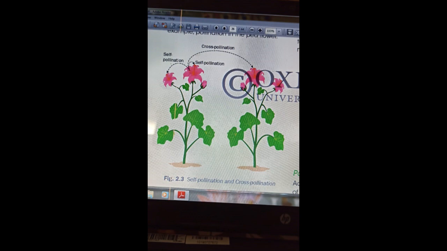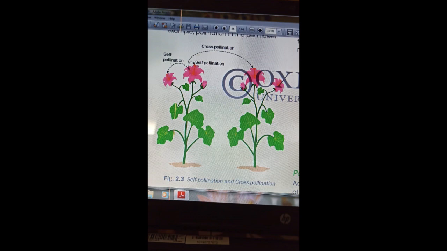So what is self-pollination? Self-pollination is the transfer of pollen grains from the anther to the stigma of the same flower or of a flower borne on the same plant. So in self-pollination, the pollination occurs between the flowers of the same plant or between the anther and stigma of the same flower. For example, pollination of the pea flower, where you can find self-pollination. Okay students, and the other type is cross-pollination.